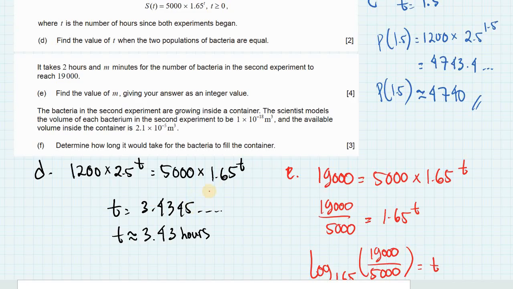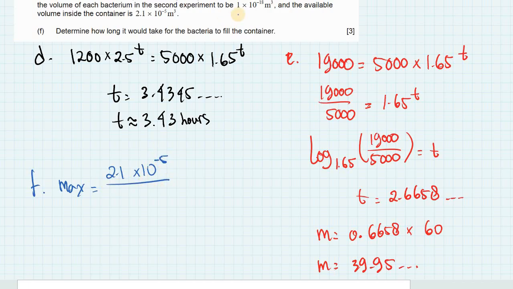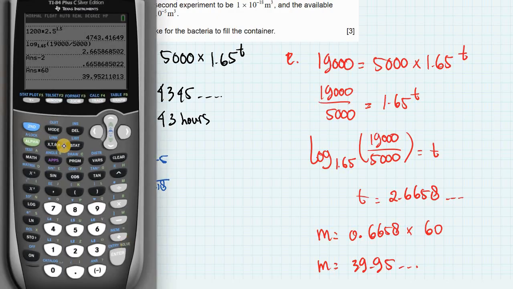We just divide the capacity. So we have to find the capacity of the container. So the maximum bacteria we can have, just write max, will be 2.1 times 10 to the power of negative 5 divided by 1 times 10 to the power of negative 18. Let me repeat. It's basically the volume of the container divided by the volume of the bacteria. Then that will give us the number of bacteria we can have.